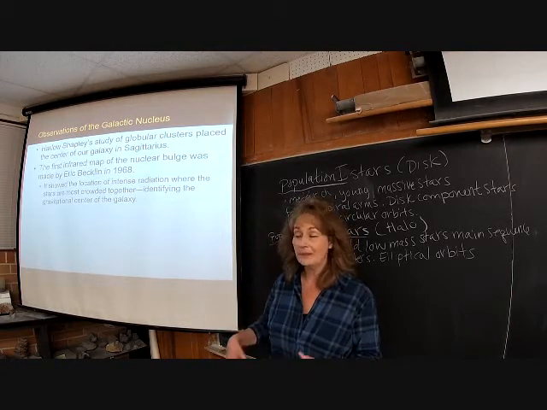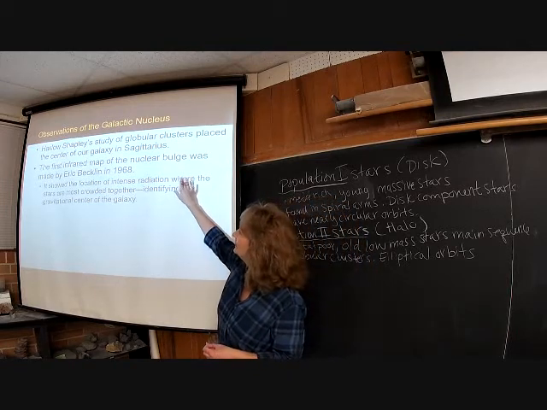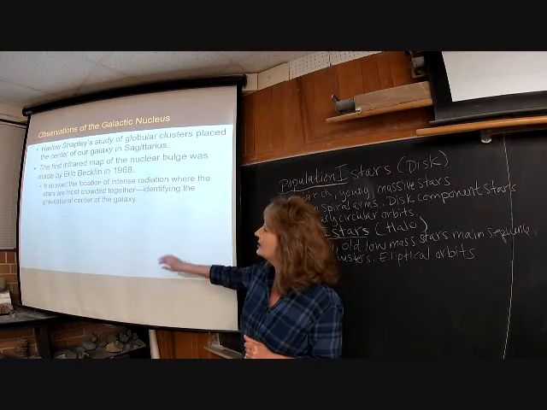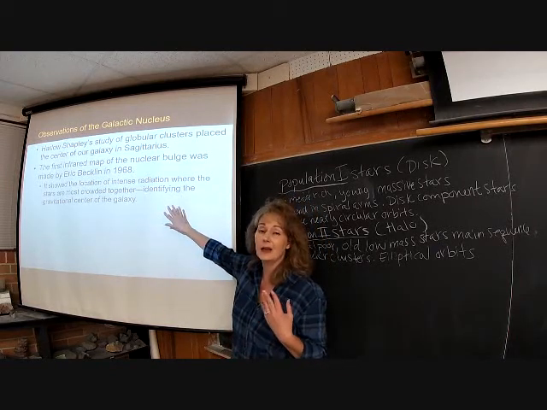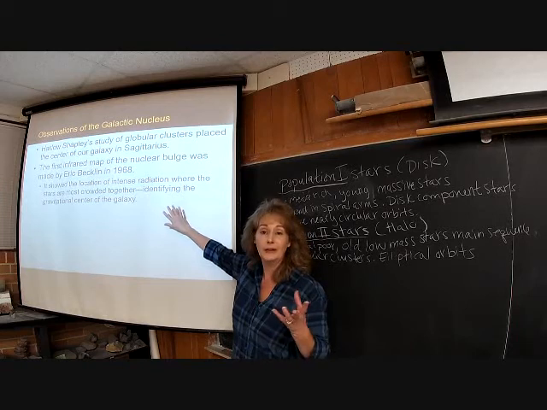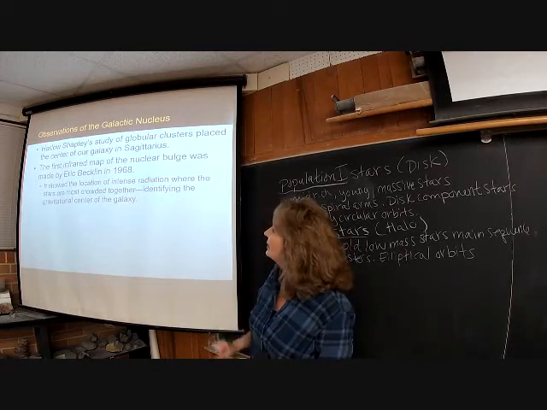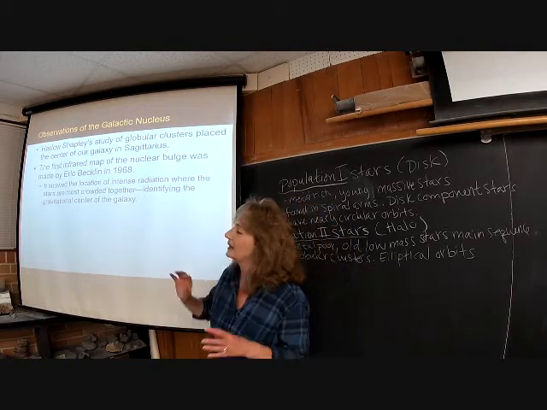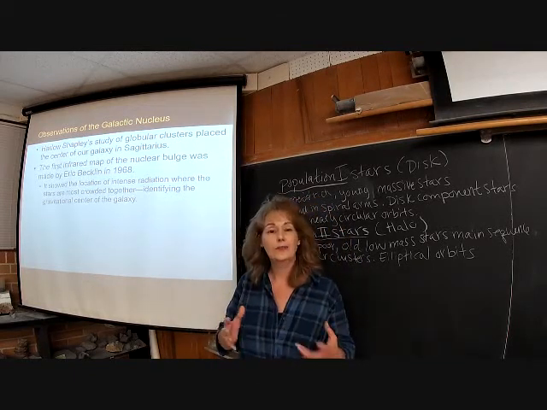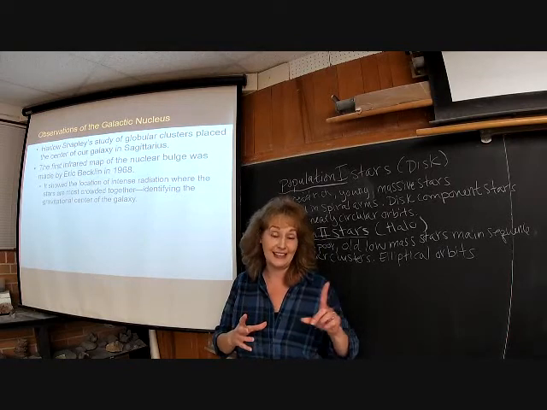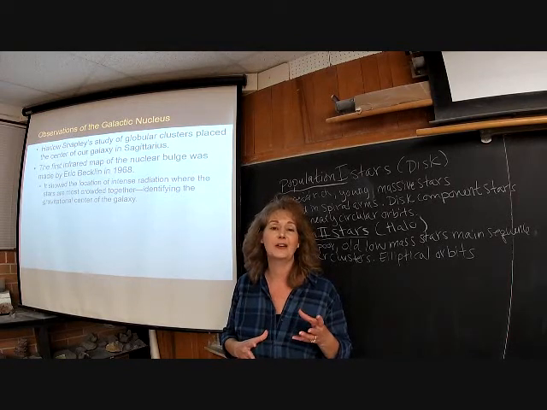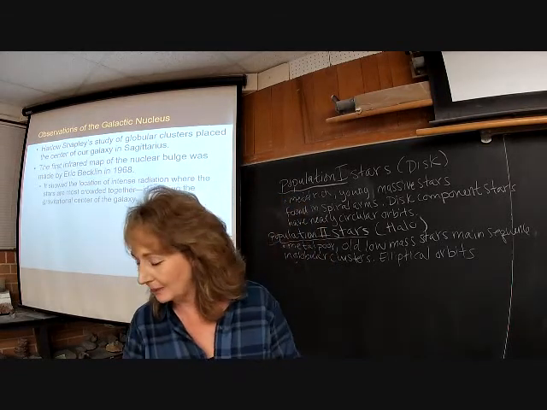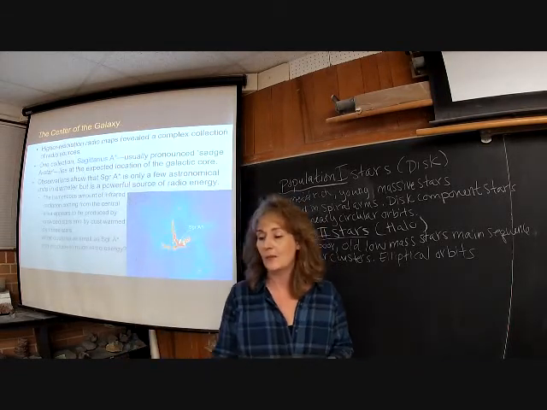The first infrared map of the nuclear bulge was made by Eric Becklin in 1968, and it showed a location. He did this in radio waves, and showed where the stars are most crowded together, kind of identifying a gravitational center of the galaxy. They did find it in the direction of Sagittarius, the constellation. So it did back up what Harlow Shapley was thinking.